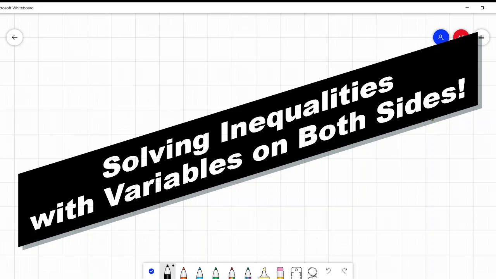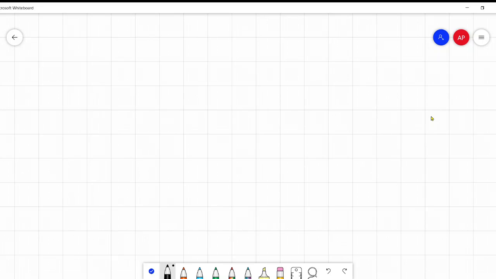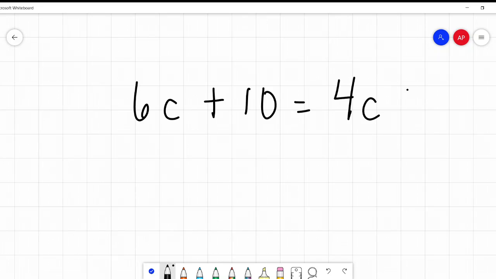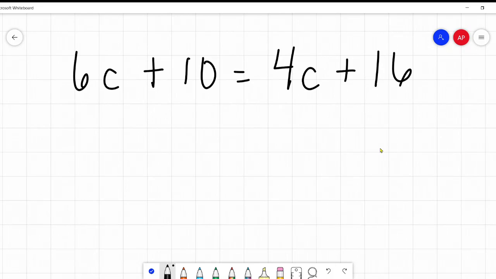Before we jump right into it, I want to do one little side note to set it up. I'm assuming at this point in your algebra journey that you have already seen some straightforward equations with variables on both sides, like say 6c plus 10 equals 4c plus 16. Something like that. Does that look familiar? Show of hands? All right, hope it does.